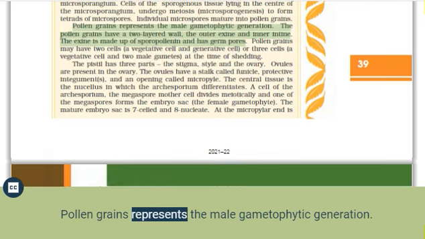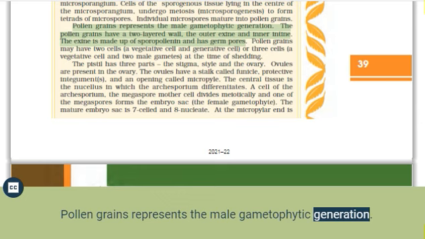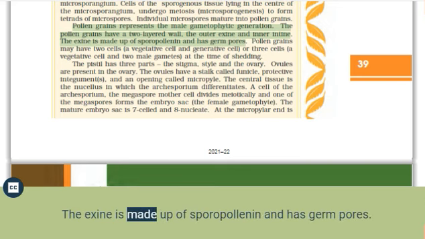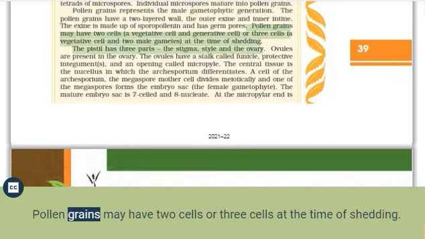Pollen grains represent the male gametophytic generation. The pollen grains have a 2-layered wall, the outer exine and inner intine. The exine is made up of sporopollenin and has germ pores. Pollen grains may have 2 cells or 3 cells at the time of shedding.